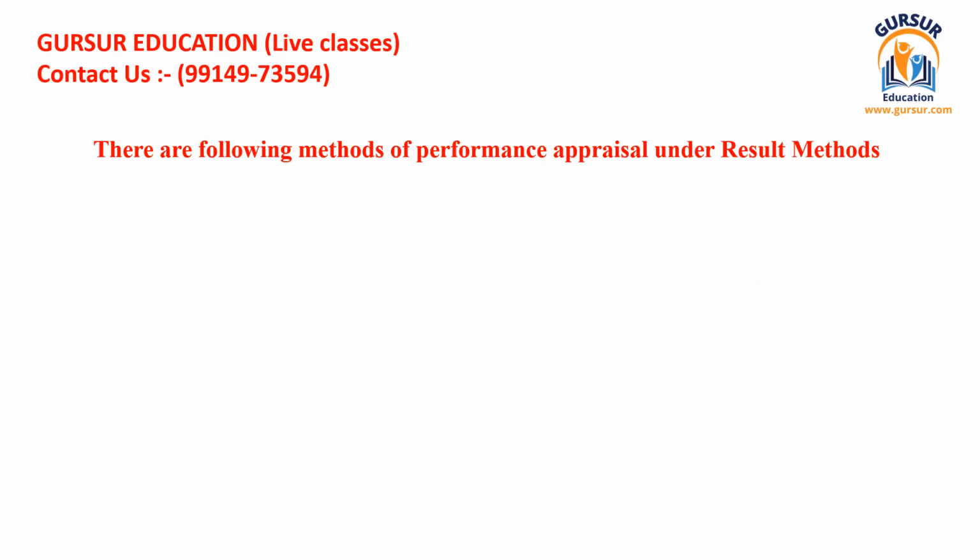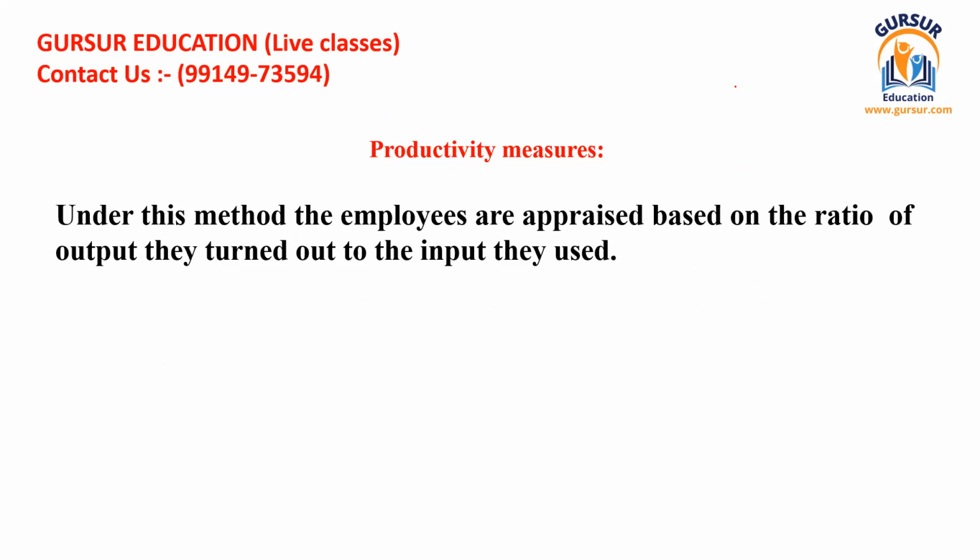Then there are some other methods, on the basis of the result method. First, we did the method of performance appraisal on the basis of traits. Second, we did the methods on the basis of behavior. Finally, these are on the basis of results obtained by them. That's very easy to understand.